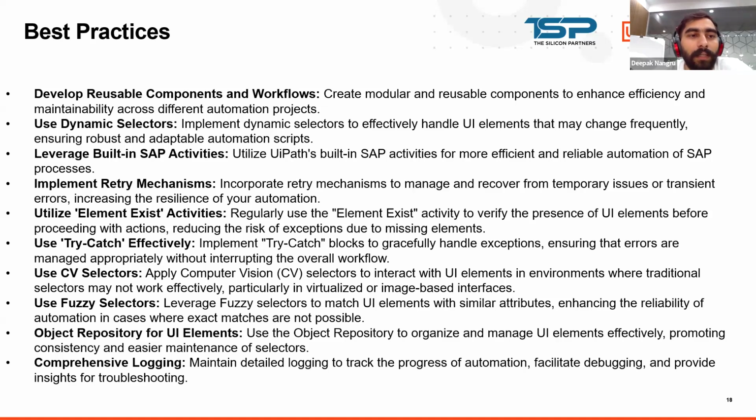Making a dynamic selector is a must. Then leveraging SAP built-in activities, just the package. These packages are not only for UI automation, but for API automation too. When you are working with API, you can try other ways too, but API automation activities, you can utilize those. They work really well. There is no need to interact with the UI. If your process can work with that, do that, please.